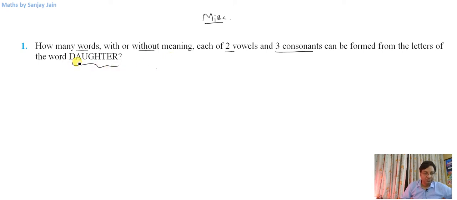So let me count the number of vowels first. A, U, E. So I've got three vowels and 1, 2, 3, 4, 5 consonants. And let me see if all are different. D, A, U, G, H, T, E, R. So yes, all are different.